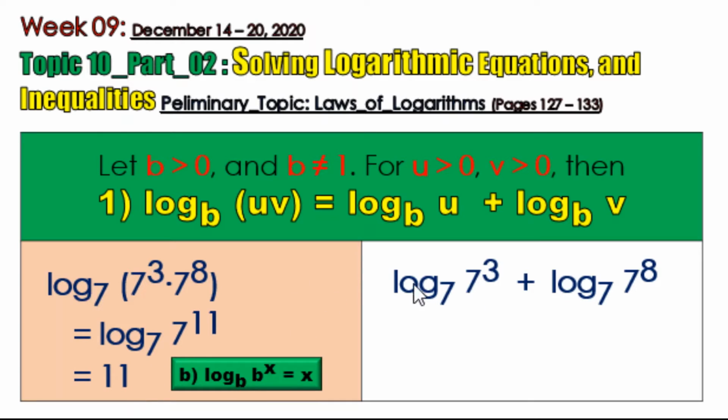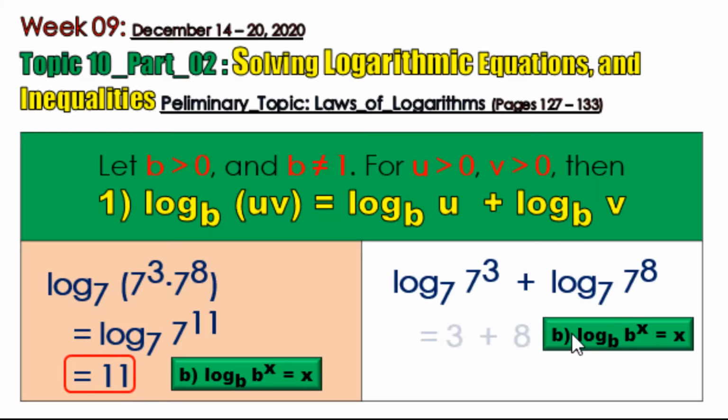On the other hand, we have this logarithmic expression. Applying the basic properties of logarithm, the answer for this is 3, which is the exponent of 7. We have the same base for the logarithm and the base of the argument, so the answer is the exponent of the argument, which is 3. And for this one, we have the answer, the exponent, 8. So 3 plus 8 is equal to 11.